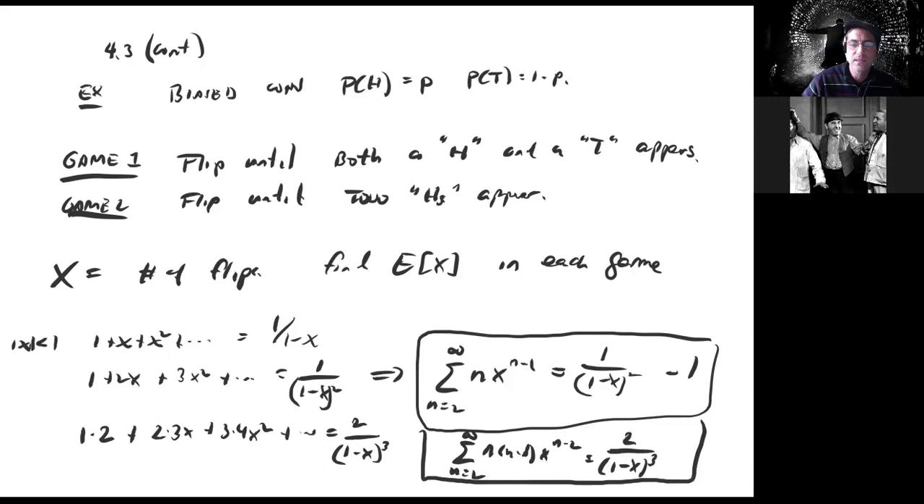Okay, so let's talk about game one, in which we flip until heads and tails appear. So what are the possible flip sequences that can arise till the game is over? So the first possible flip sequence is you get first a heads and then a tails.